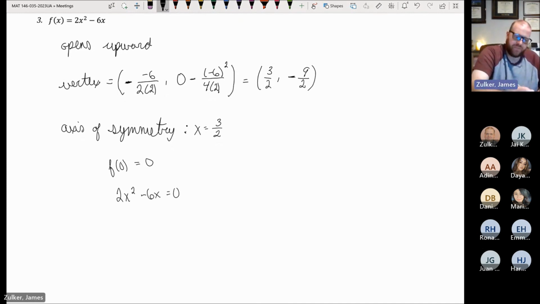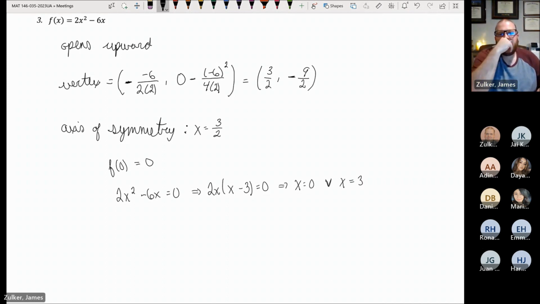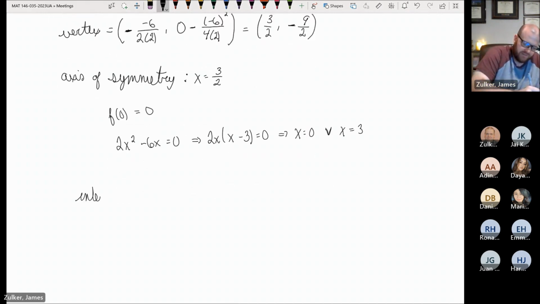We know we're going to have them because this -9/2 lies below the x-axis, right? And it opens upwards. So it is going to have to cross the x-axis. You can factor out a 2x. So we get x equals 0 or x equals 3. So we have 2 intercepts total. The origin and the point 3, 0.